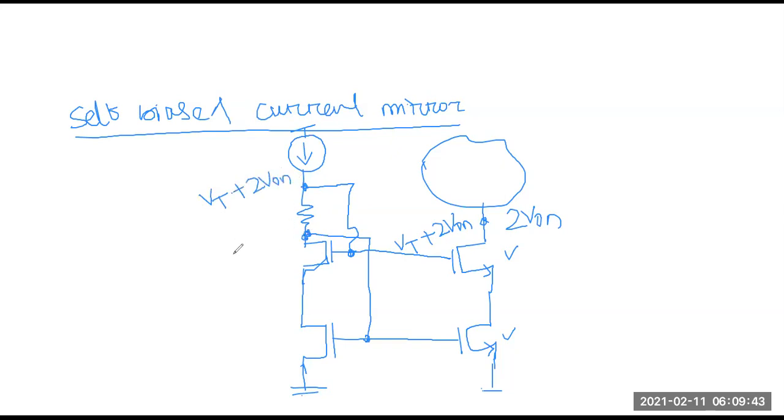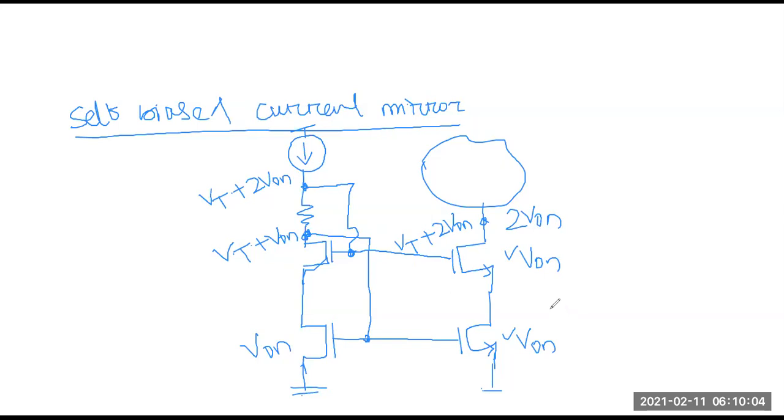And this is Vt plus Von. Vt plus V. Okay. Now this is Von. This is Von. This is Von. Now first, see, first of all, your headroom is less. 2Von maximum on this side, and this is Vt plus Von.